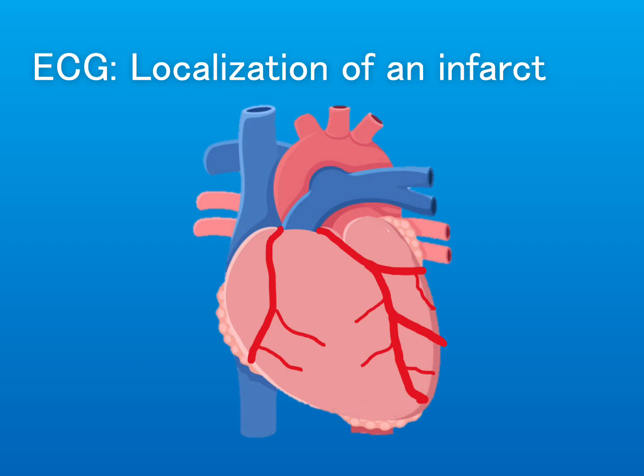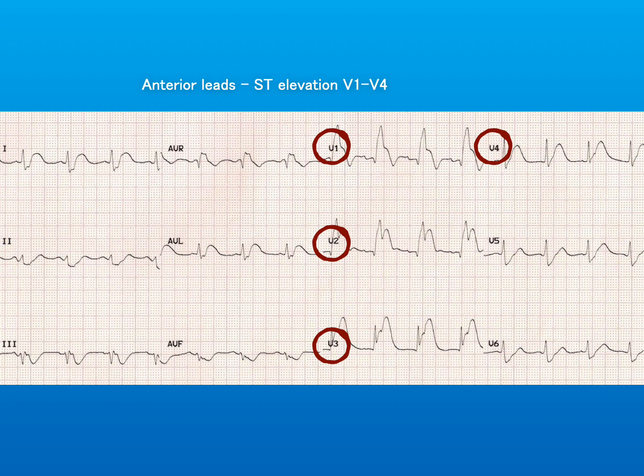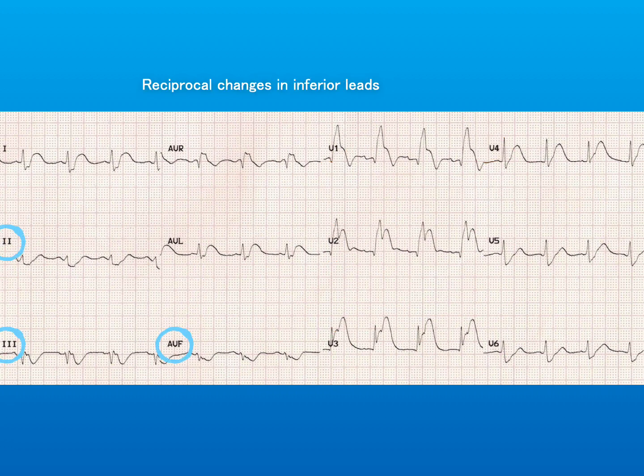We're now going to be talking about the different patterns of ST elevation and the localization of the culprit artery in a myocardial infarction. Occlusion of the LAD, the left anterior descending artery, is going to cause ST elevation in the anterior leads, which are V1 through to V4. You'll usually find reciprocal changes in the inferior leads in an anterior infarction.